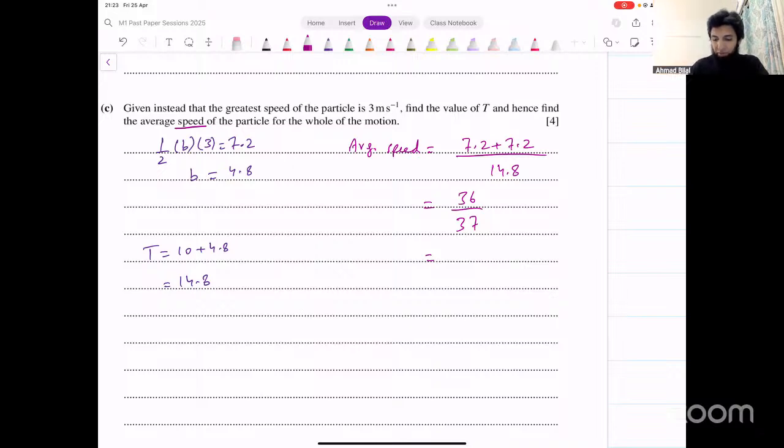0.973. Yeah, so if you write 0.97, you can lose 1 mark because of that. That's the average speed that we were looking for. Okay.